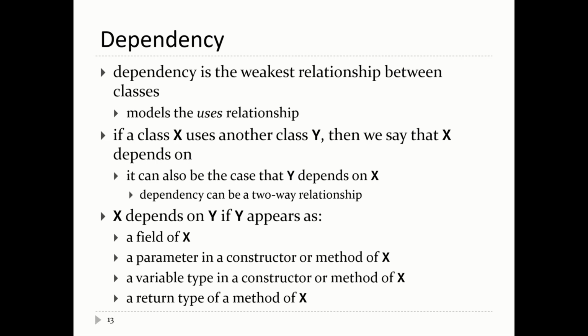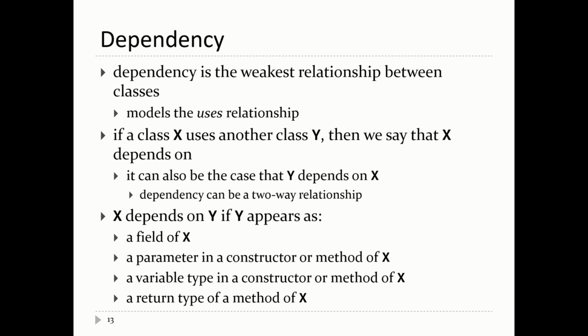All right, so the weakest relationship between two classes is called dependency. So dependency models the uses relationship. So one class uses another class. So we say that a class X uses another class Y. If a class X uses another class Y, then we say X depends on Y. And it can also be the case that Y uses X. So Y also depends on X, which means dependency can be a two-way relationship. And you're going to see later on that there are relationships that are strictly one way. But dependency can be two-way.